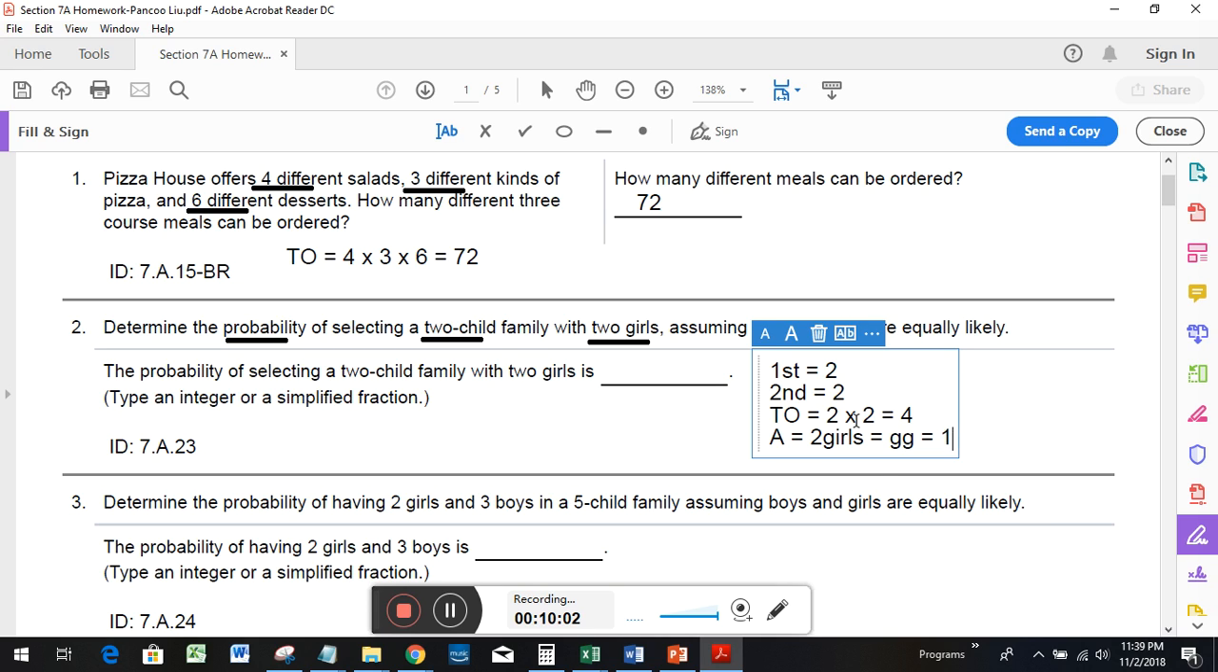So then if we take this and put it into the probability formula, our probability of having 2 girls will be 1, which is the number of outcomes, over our total outcome of 4. So your probability will be 1/4. And again, make sure to simplify your fraction if you need to. In this case, 1/4 is already simplified, so I don't need to reduce it. So here our answer is 1/4.